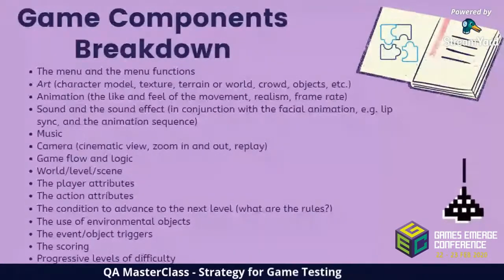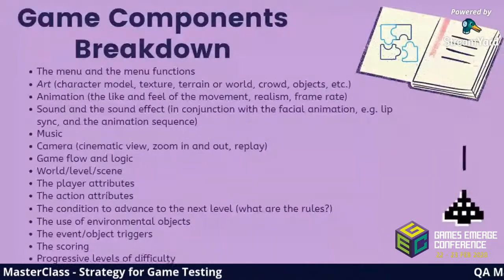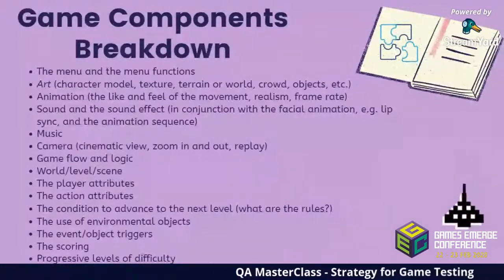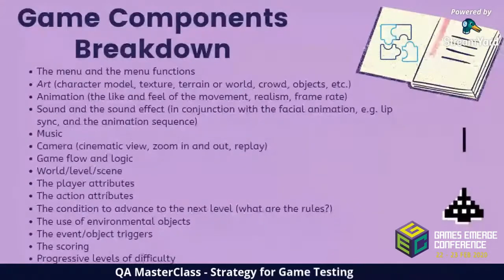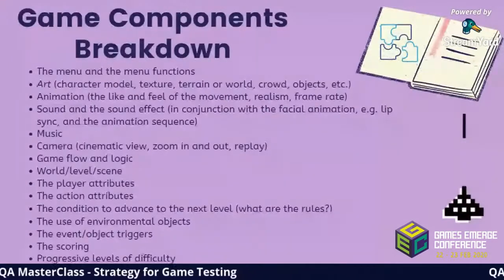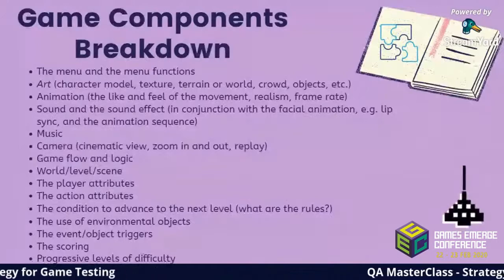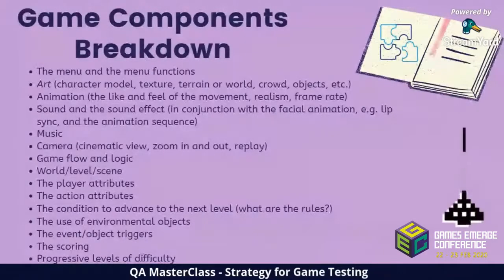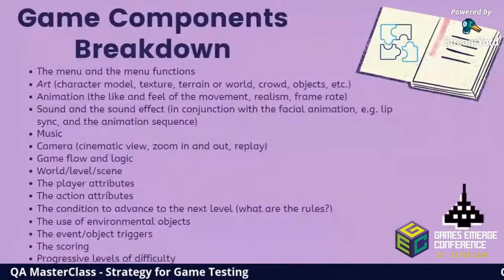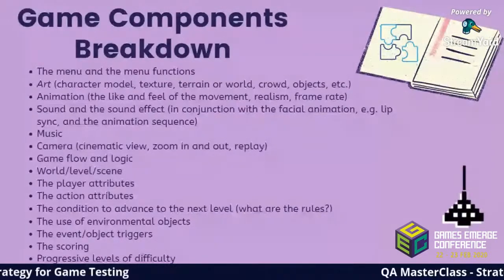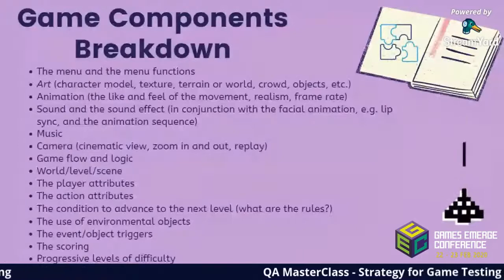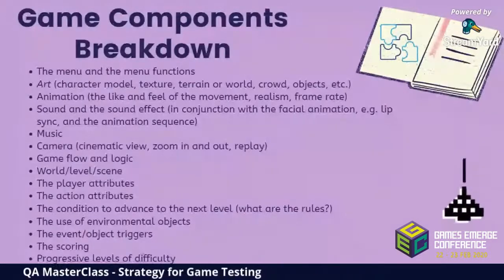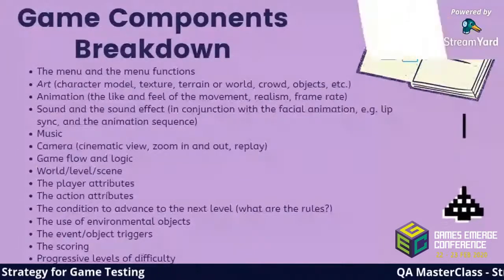Then you have the use of environmental objects. If you consider an RPG game, you have to ensure that every object that has to be interactable is interactable. All right. Then it's the scoring and the progressive level of difficulty. You make sure that if you're moving from level 1 to level 2, all of a sudden it's not a hell difficulty level. It has to eventually progress from 1 to 2 to 3 to whatever levels there are. So there should be a consistency in that.